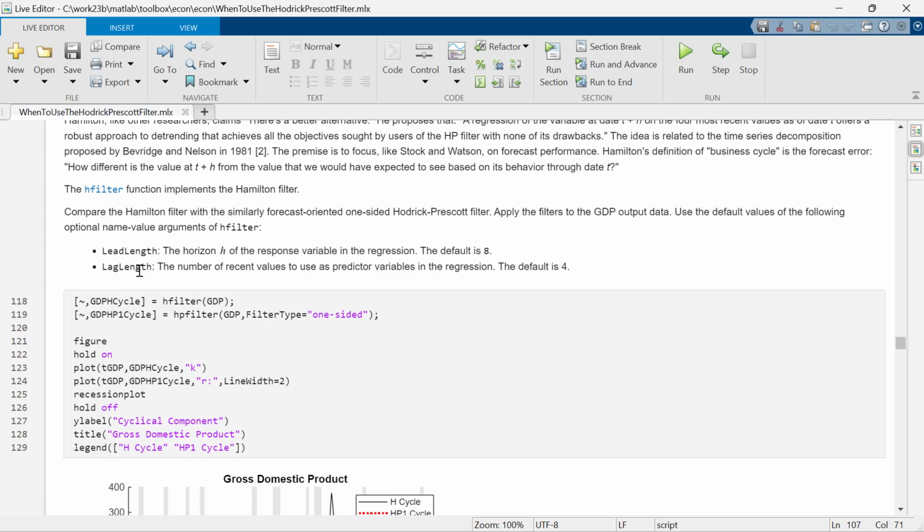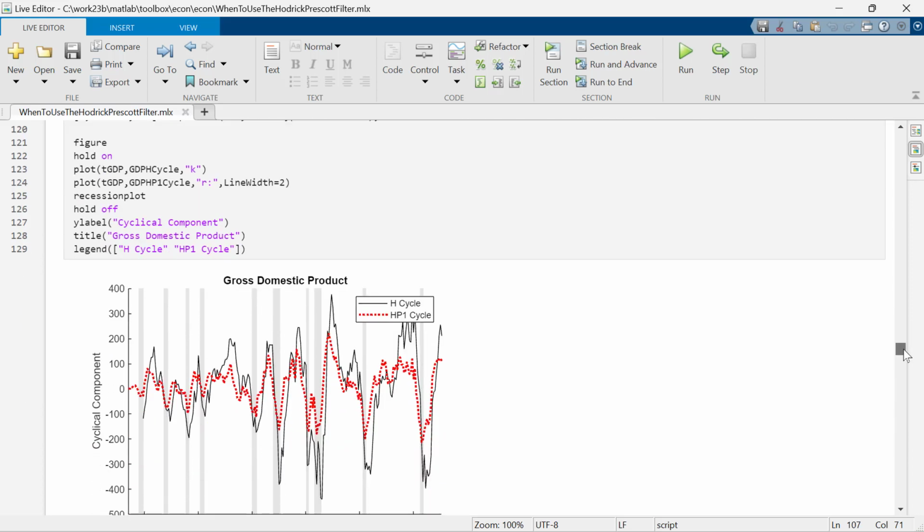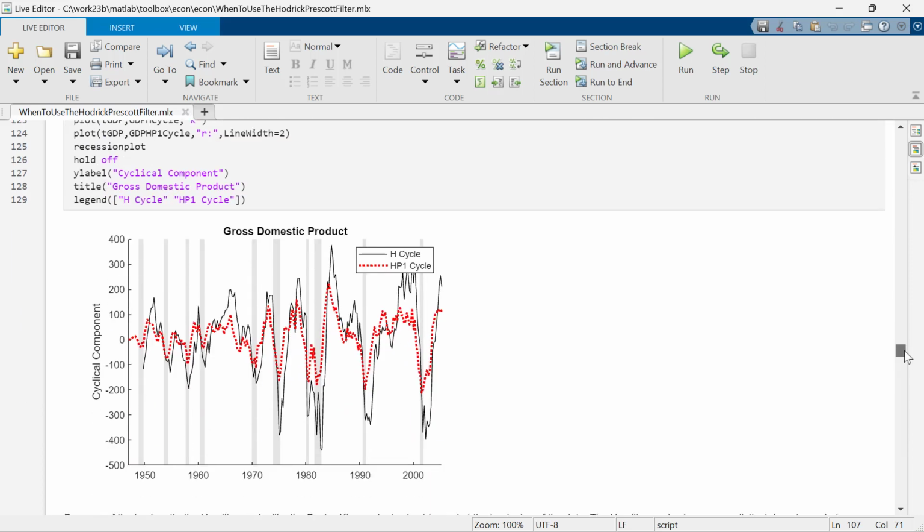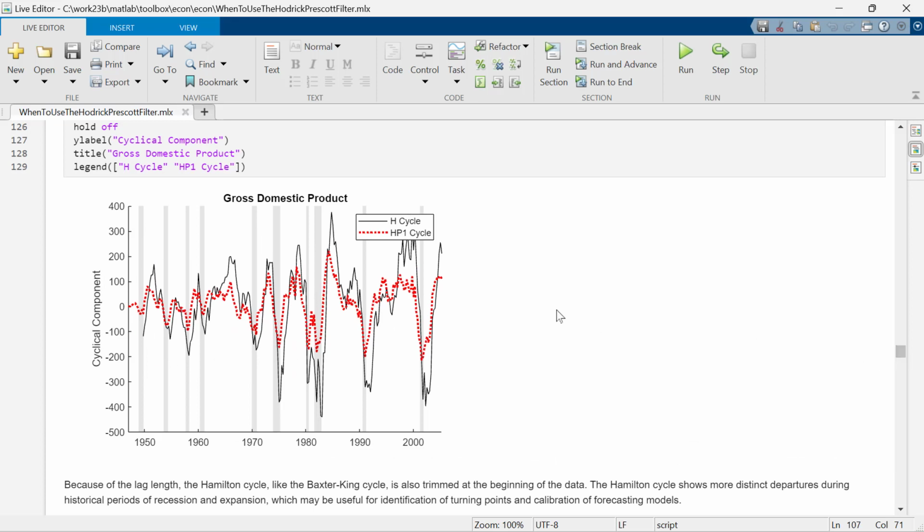Lag length: how far back do you want to go in the data in order to get predictors in this regression model. And there are defaults that are set for this, of course. And we can apply the Hamilton filter and the one-sided Hodrick-Prescott filter and compare them.